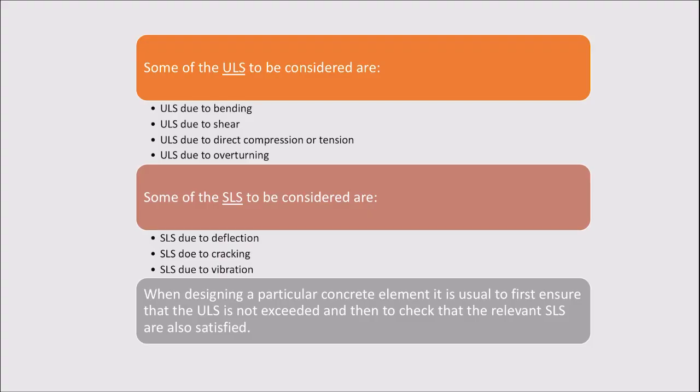Okay, some of the limit states to be considered: for ULS, it is bending, shear, direct compression or tension, and overturning. And for SLS, it is deflection, cracking, and vibration. When designing a particular concrete element, it is usual to first ensure that the ULS is not exceeded and then to check that the relevant SLS are also satisfied. So first, we're going to check on the ULS, then later we're going to check on the SLS.